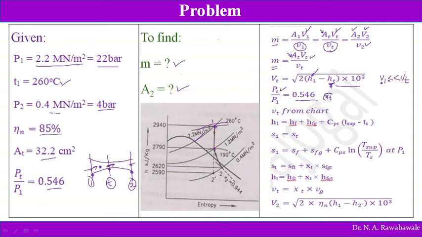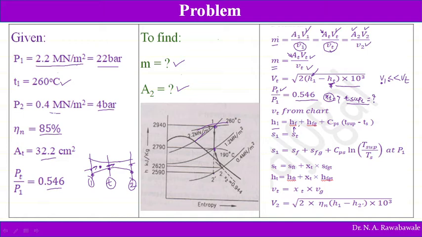Whatever the quality of steam at throat, we can find out whether it is wet. If it is wet, we can find the dryness fraction, and if it is superheated, then we can find the temperature of superheated steam at throat. One of these two can be obtained, and once we know xt and Pt, or Tt, we can find the enthalpy at throat. Once we know enthalpy at throat, we can find Vt. Then small vt is nothing but the specific volume of steam at throat, which can be obtained from the steam table only.